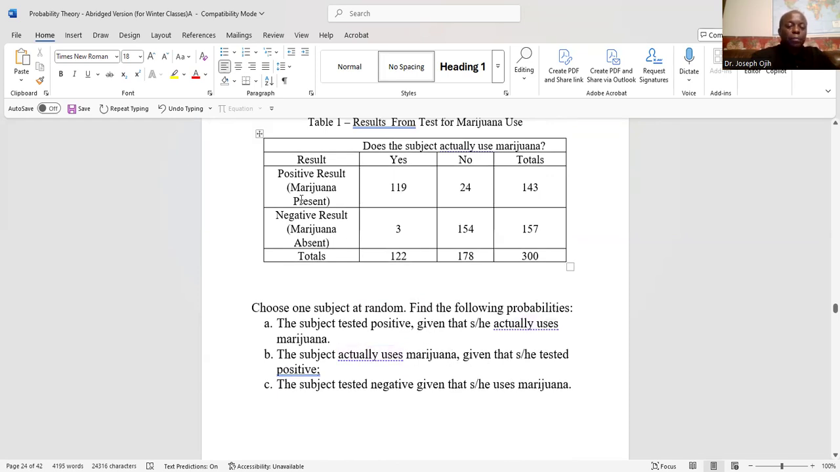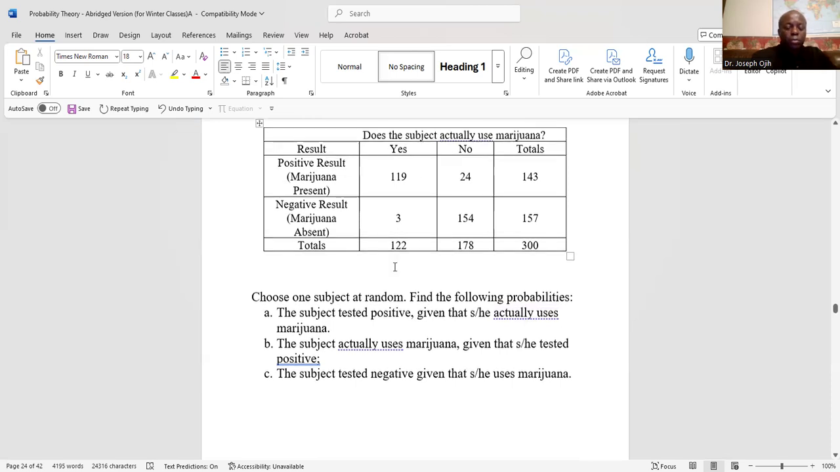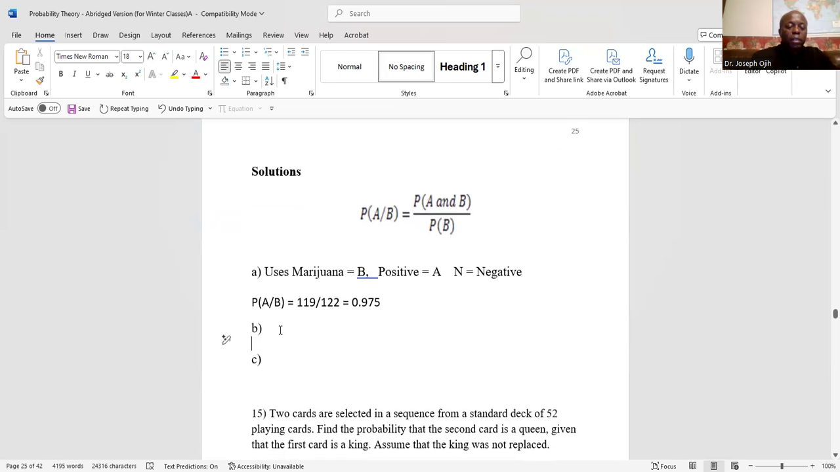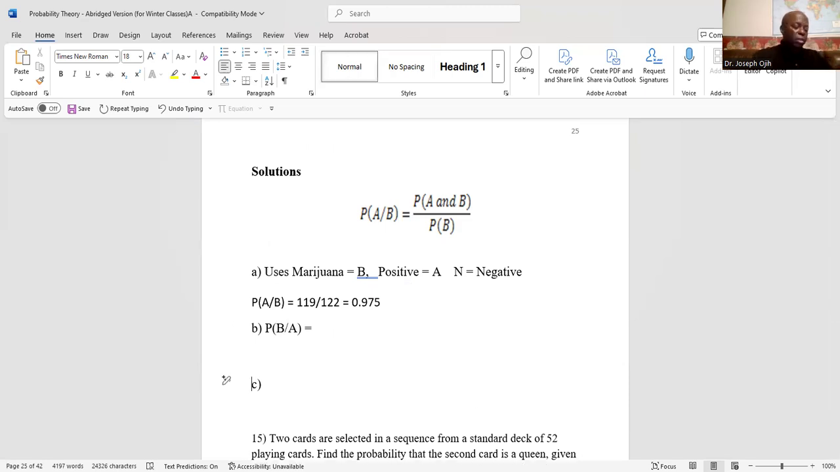Okay. She uses marijuana, yes, then tested positive. So we are looking for the probability that the subject uses marijuana, which is B, given that he or she tested positive, which is A. This time around, let me show you how the formula will look. I'm gonna write it down here. Probability of B given A, just a slight change.